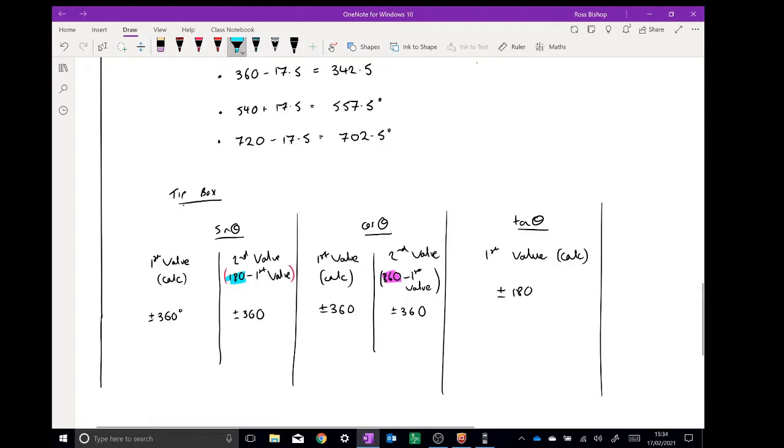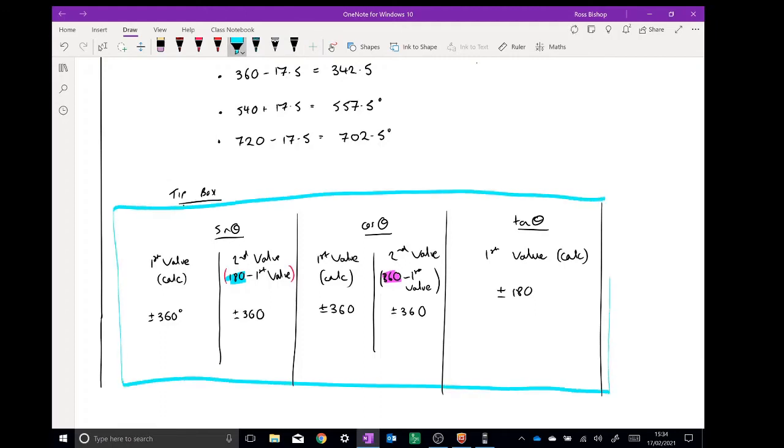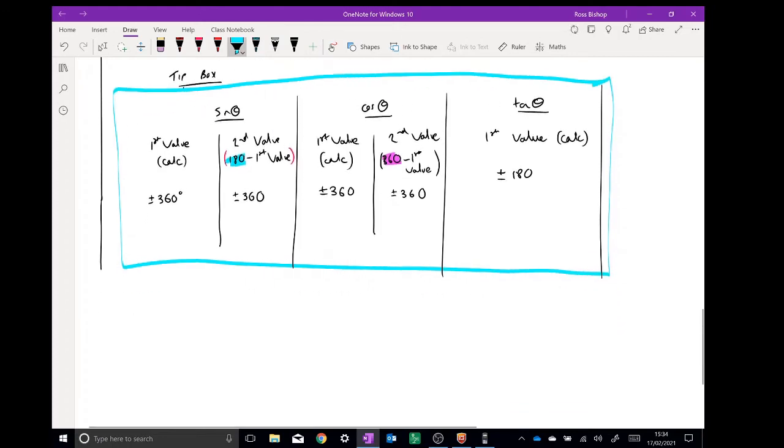Okay, now that box there is really going to help you when we do some examples, okay? Right, let's do 2 more examples and then I'm going to let you go. Have a go at some questions yourself. Right, so EG2.